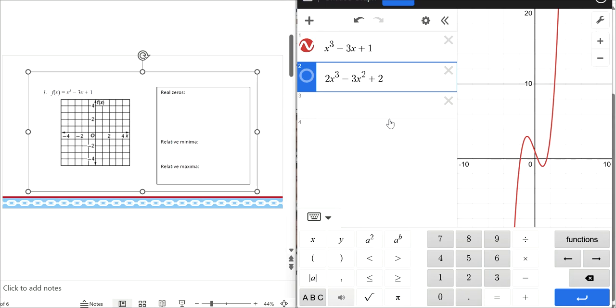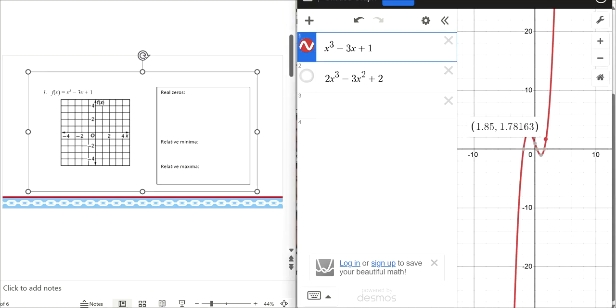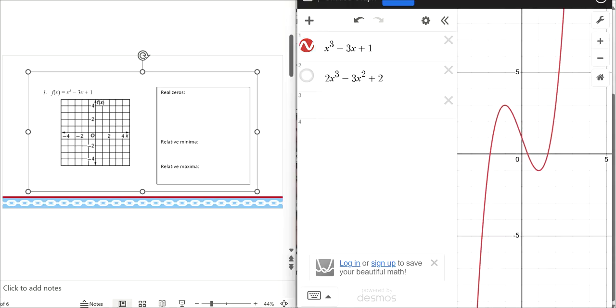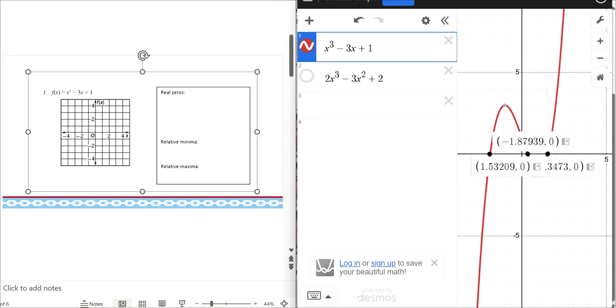So looking at the first problem on the review, we're asked to graph some polynomials and then gather some information. The first thing we're asked for is real zeros. That is where the line of the graph crosses the x-axis. So we are going to pull those right from Desmos. Zoom in a little bit. I see 3 real zeros.